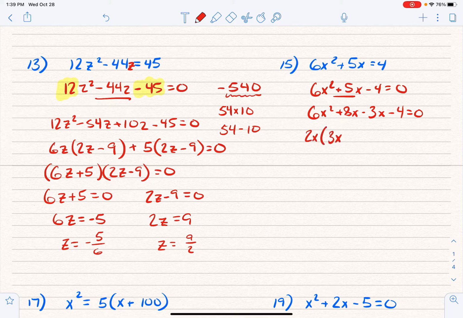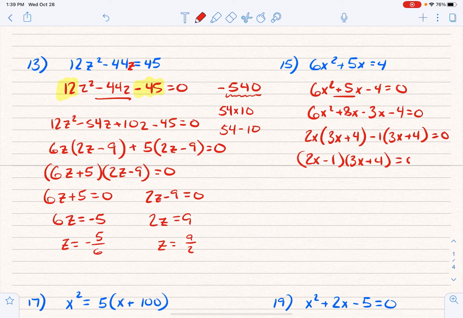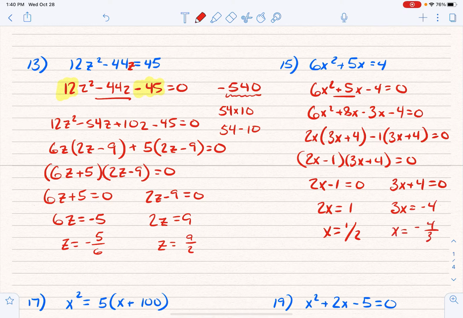So I get 2x times 3x would give me 6x squared plus 4. I have to take a negative 1 out of here, which would give me 3x plus 4. I split that and get 2x minus 1 times 3x plus 4 equals 0. So therefore, 2x minus 1 is going to be equal to 0, which would be to say 2x is equal to 1, x is equal to 1/2, or 3x plus 4 is equal to 0, which would mean 3x is equal to negative 4, or x is equal to negative 4/3.